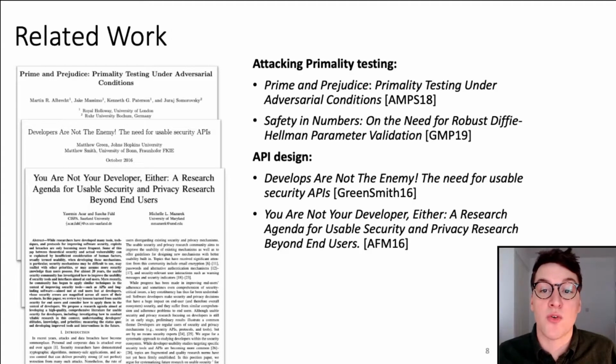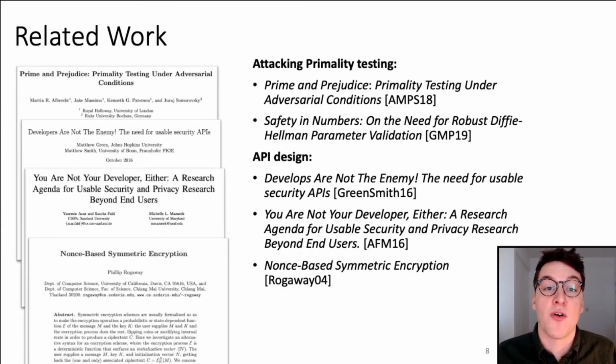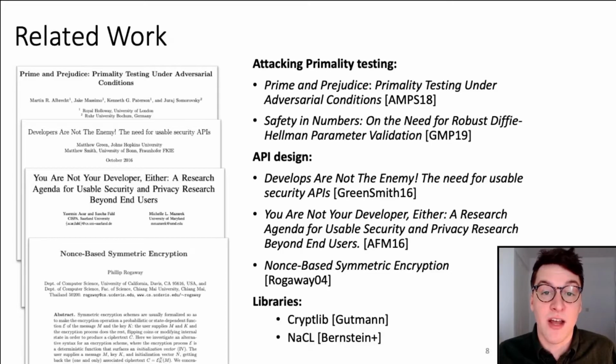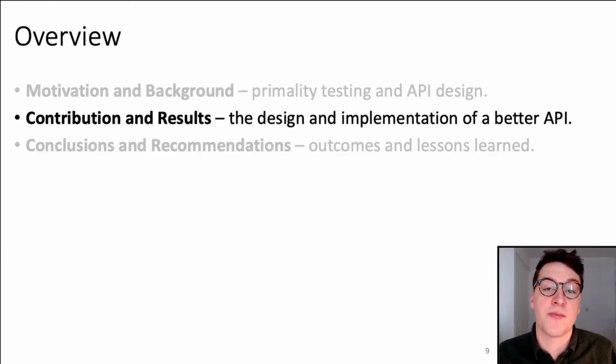Now, similar work was also seen during Rogaway's publication on nonce-based symmetric encryption. We also see some cryptographic libraries implementing secure and misuse-resistant APIs as a core tenet. Cryptlib and NaCl or Salt are a very good example of this. So now we'll move on to some of the contributions and results of this work and look at the design and implementation of a better API.